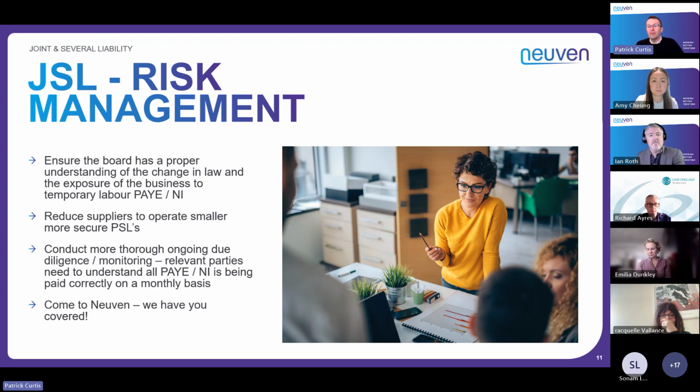It is active monitoring, probably on a monthly, certainly no less than a quarterly basis, to know that the tax is being accounted for and know that the supplier is financially sound. Because I don't see any other way in which you can be certain that your risk is being effectively mitigated. And that, combined with smaller PSLs, is my overarching advice to anybody affected by this.